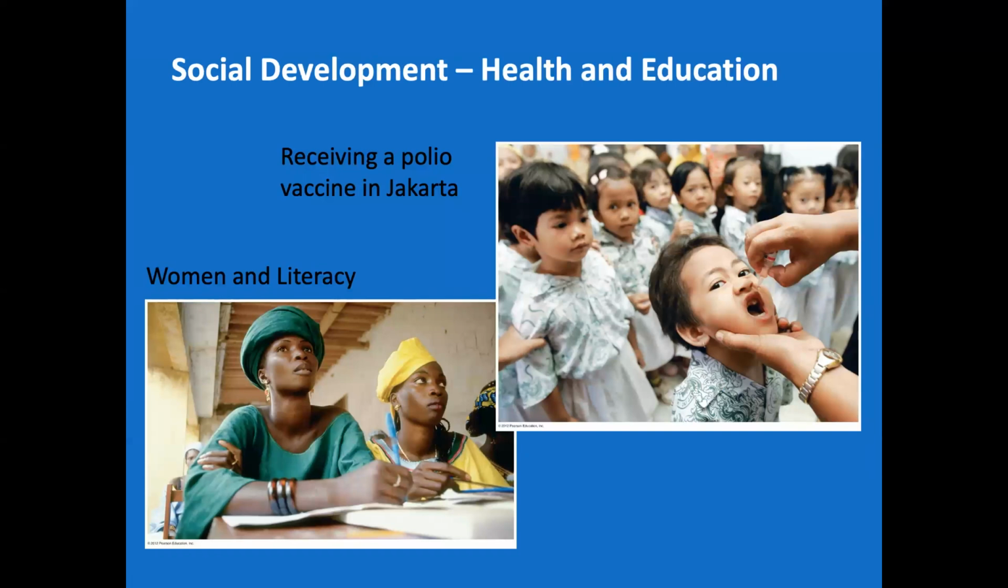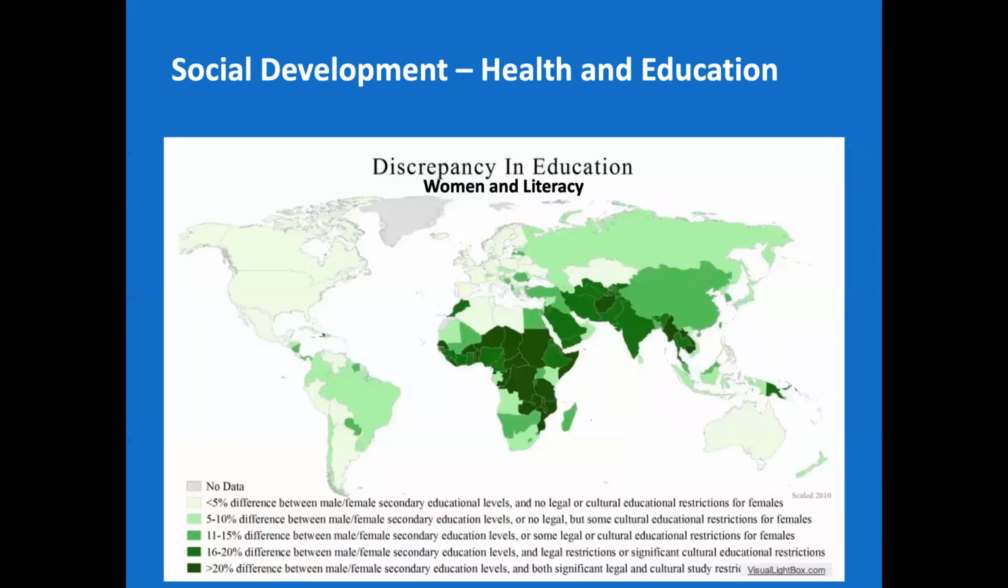Women and literacy and women's role in society. A lot of these places, for example, look at this map right here. It's a dated map, pretty old already. It's over 10 years old, but it's still pretty applicable. It shows you the darker the green, the greater the difference between the educational level of male versus females in that population. And notice where there's a very small difference: US, Canada, most of Europe, Australia. So it's telling you something.